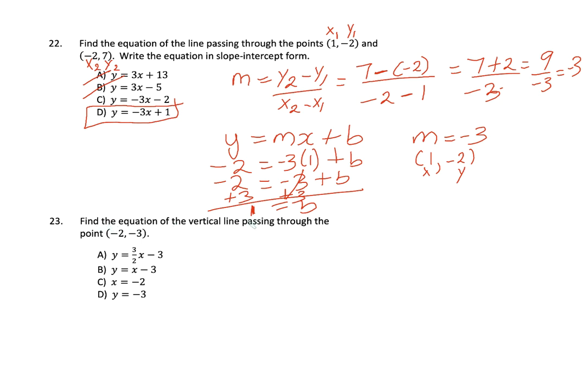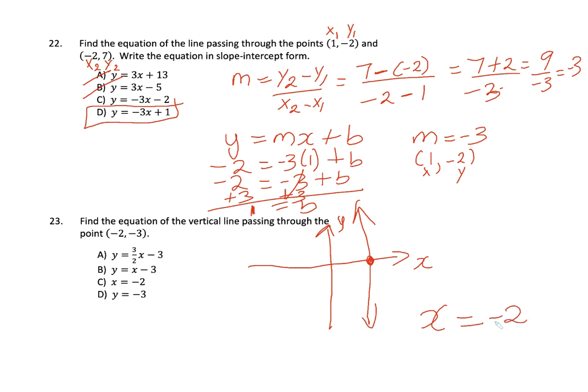I have to find the equation of a vertical line passing through the point -2, -3. Now, if it's a vertical line, if I draw an axis here, so this is y and this is x, a vertical line goes up and down. So a vertical line is going to be cutting your x-axis. Therefore, it's going to start with x equals, and because this is the only point they gave us, what's your x value? -2. So a vertical line would be x equals -2.